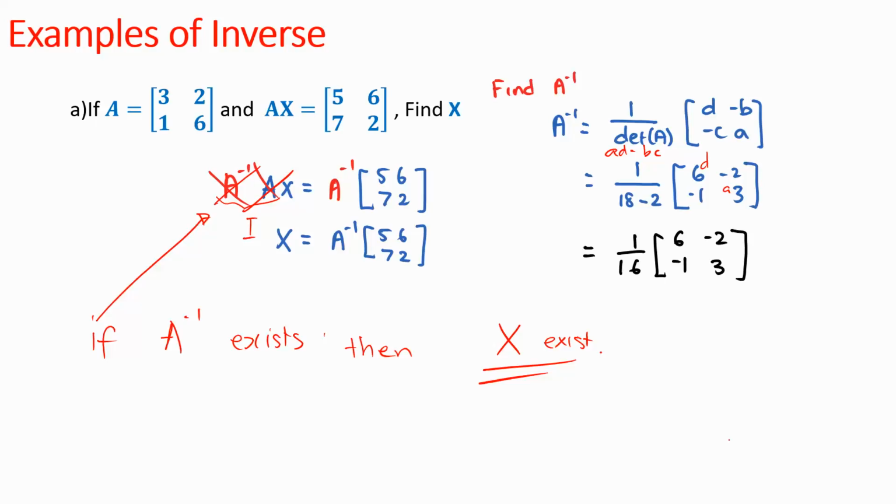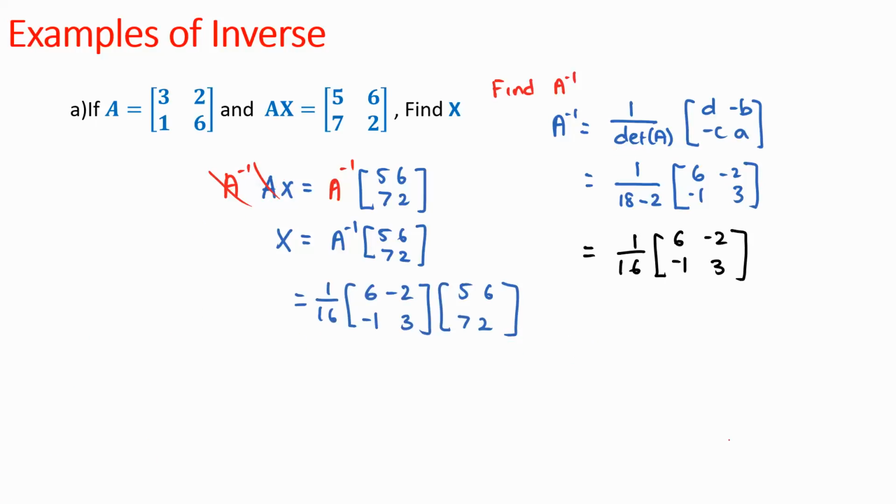Simple, yeah? 18, where did I get that? A times D. 6 times 3 is 18. And B times C is 2 times 1, which is 2. So here's my inverse matrix. And then now I'll just put it all back in to solve for X. Okay, and you can multiply this using row 1, column 1, and you simplify it down, and you get your answer: 1, 2, 1, 0.